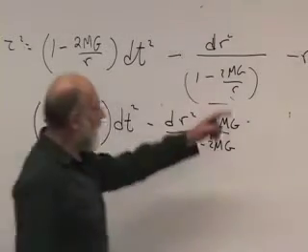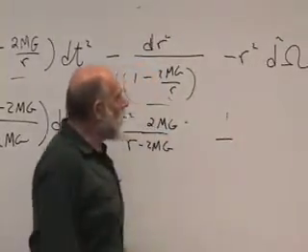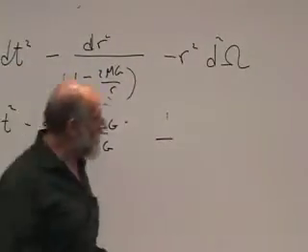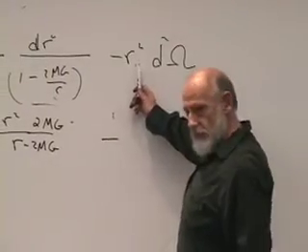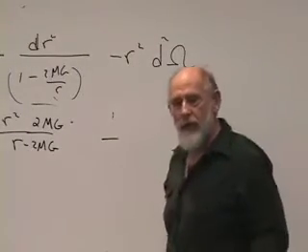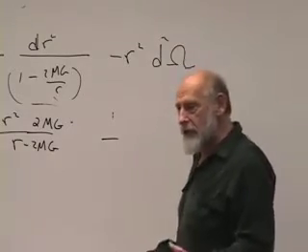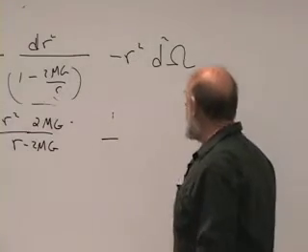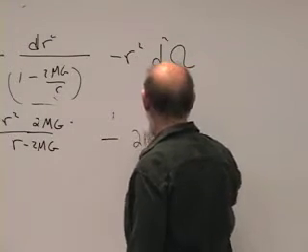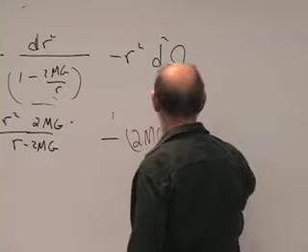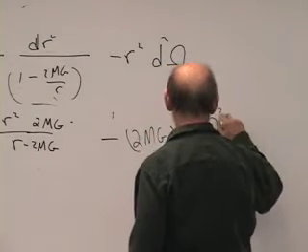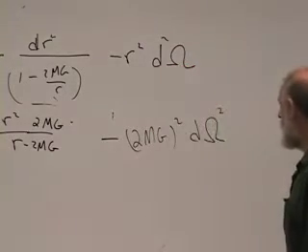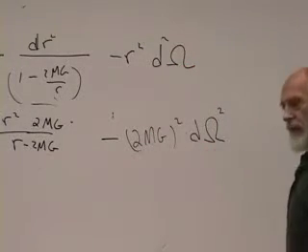Now let's see what's going on over here. Minus r squared. Again, we move in a little bit closer or a little bit further from the horizon. r squared doesn't change very much. It changes from a kilometer squared to a kilometer plus a millimeter squared. It doesn't change much. And so very, very close to the horizon, we might as well call this also (2mg) squared times omega squared. Okay. We'll come back to this over here.